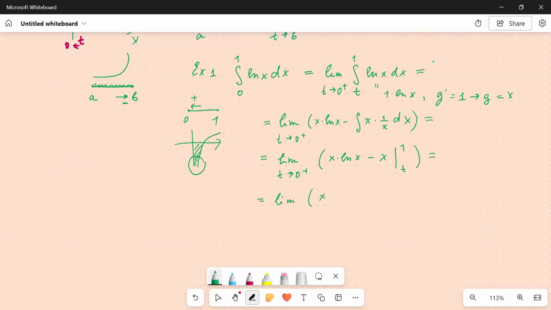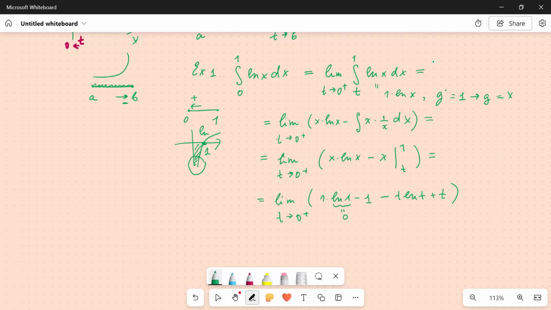We're going to have 1 times ln of 1 minus 1, upper limit, then lower limit, t ln of t plus t, because it has minus and the formula has minus also, right? And t goes to 0 from the right. Well, ln of 1, we remember, equals 0, right? It goes through this point, equals 0, actually.